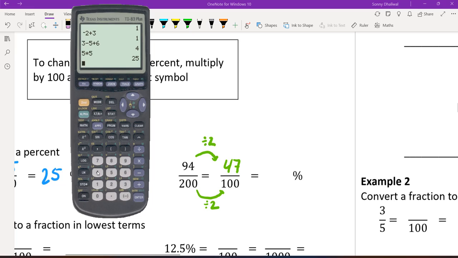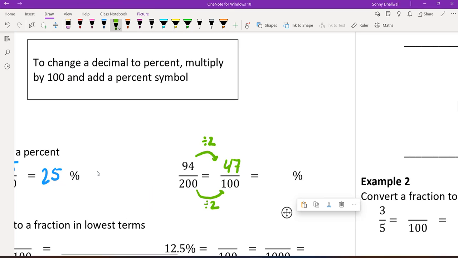And you can use a calculator for this if you're not comfortable. 94 divided by 2 is 47, right? So then what is that as a percentage? 47%.